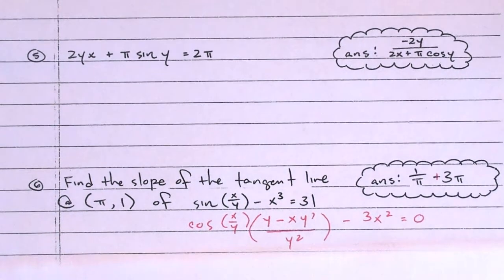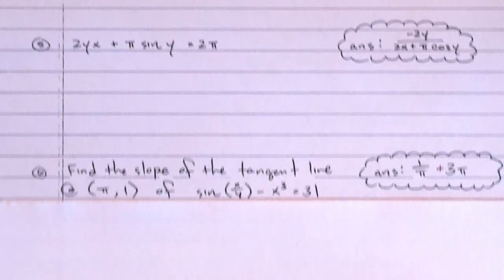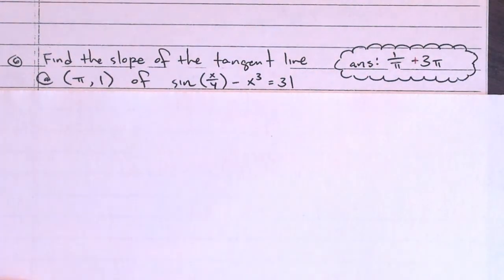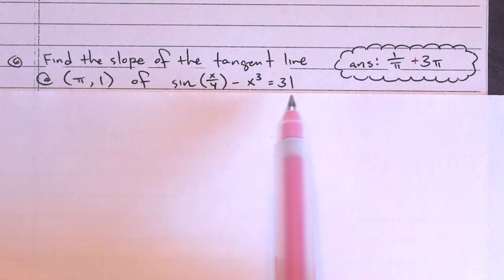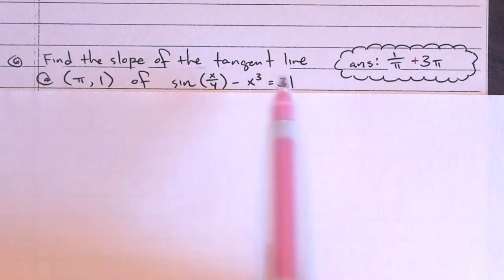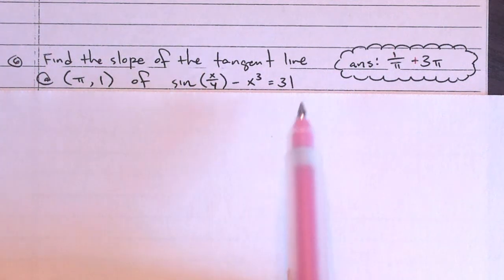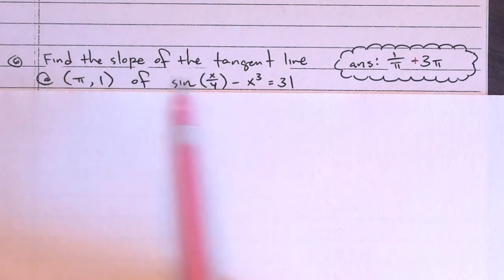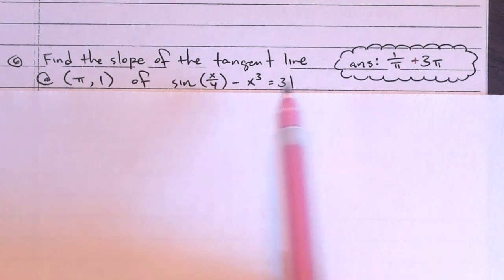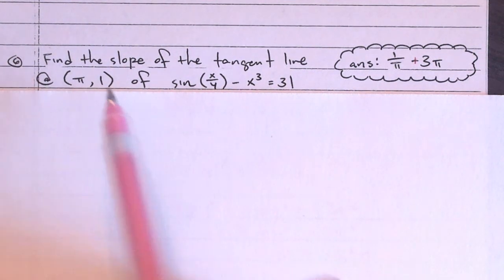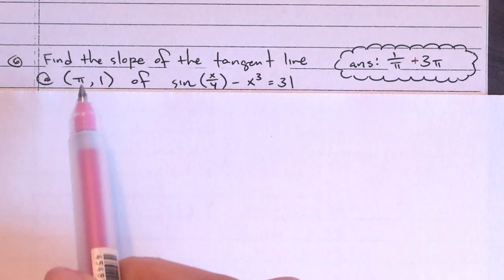Here is one more, number 6. I'm going to do number 6 with you, okay? So find the slope of the tangent line of that. So first we have to find the derivative of this, and then after we find the derivative, to find the slope of the tangent line, we need to plug in pi to whatever our derivative is, right? Pi, and then 1 is our x, or our y value, so x, y.